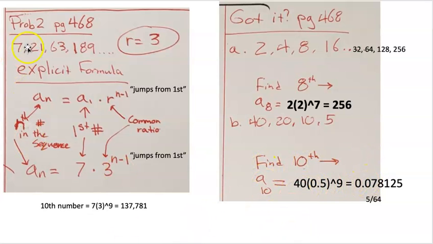All right, cool. That's problem number 2 from page 468 and the got it question from 468. Explicit formulas: first number in the sequence, times the common ratio to the number of jumps from the first number.